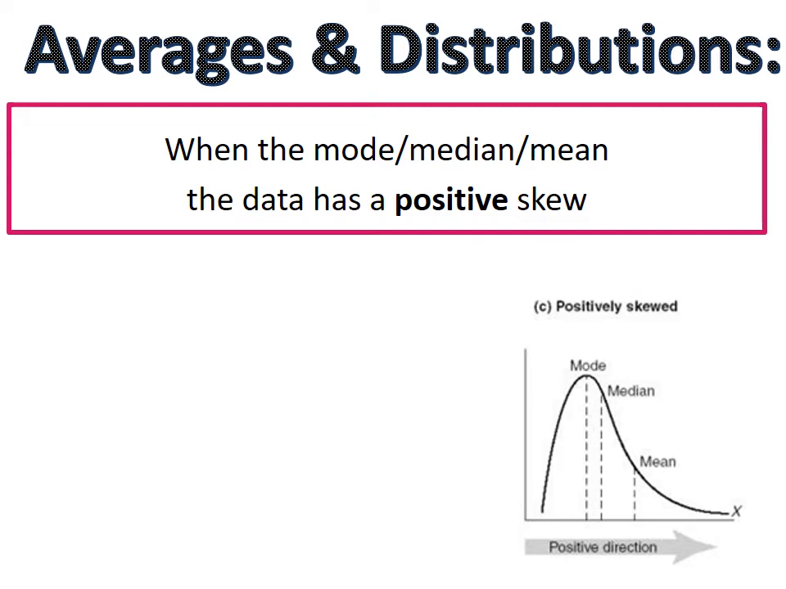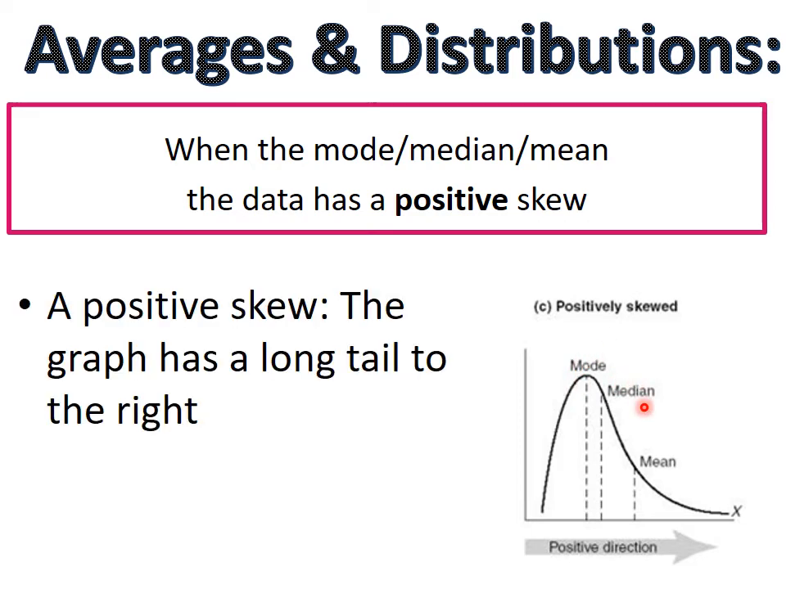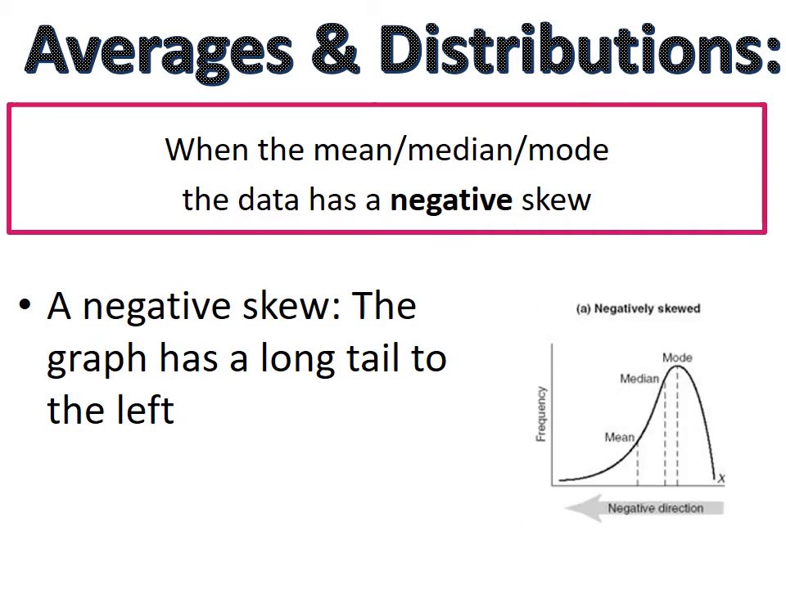Now, if your mode is the smallest number, then your median, and then your mean is the biggest, your data is going to have a positive skew. So left to right, it would go mode, median, mean. So you're going to end up with a long tail to the right. Likewise, reverse it. If your mean is the lowest score, and then your median, and then your mode, you're going to have a long tail to the left, which is going to be a negative skew.